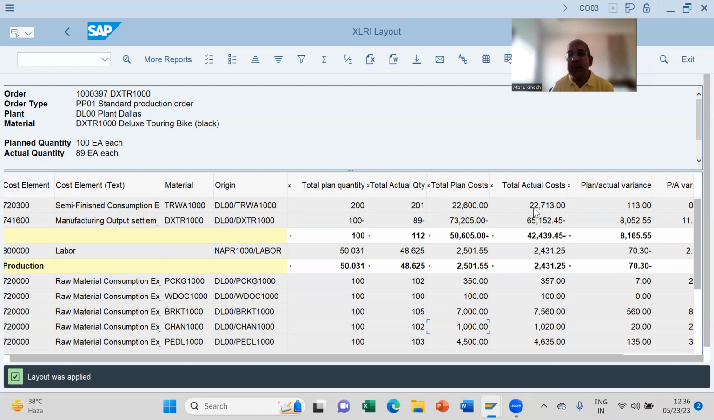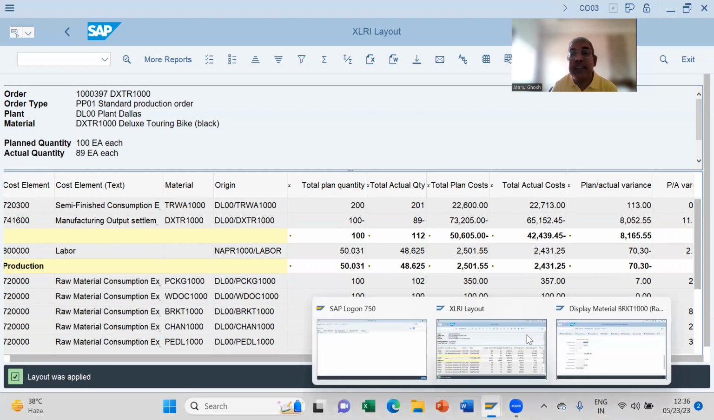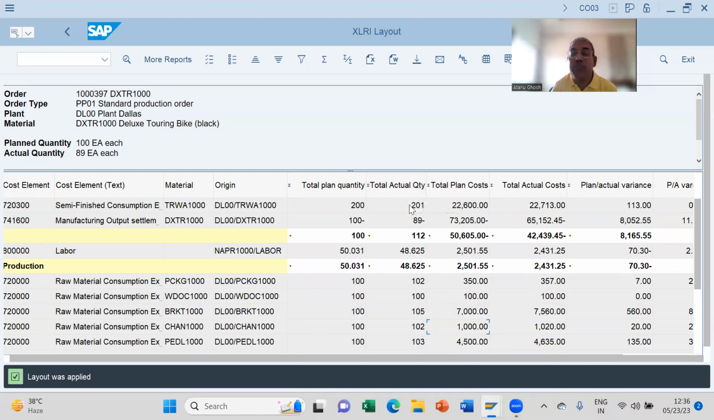Now, what will be the actual cost here? In case of semi-finished goods, the actual cost will be the actual quantity 201 multiplied by the standard cost. The standard cost was, if you remember, 113. So 113 multiplied by 201 should be equal to 202,703. Similarly, the actual cost of the inventory produced is 89 multiplied by the standard cost of DXTR, which was 732.05, which should be 65,152.